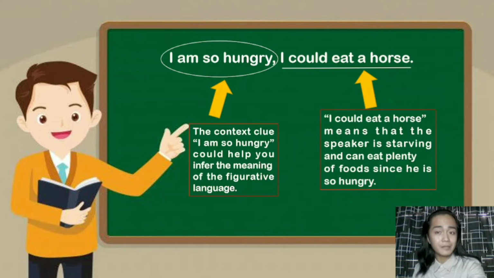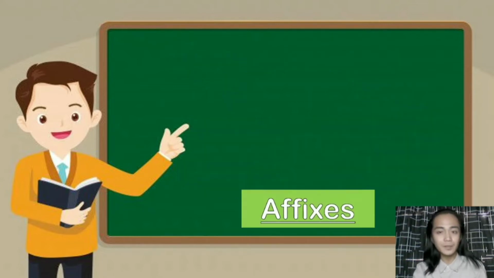But because of the help of context clues, "I am so hungry," nagkaroon ka ng idea na ang tao, dahil gutom na gutom siya, makakakain siya ng marami. It doesn't mean na sinabi niyang "I could eat a horse," hindi niya sinasabi na makakakain siya ng isang kabayo. Ang gusto lang niyang sabihin doon is makakakain siya ng marami dahil gutom na gutom siya. Okay, that is the context clues.